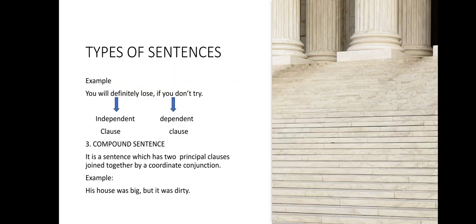Okay, the next one is the compound sentence, and in this compound sentence there will be two principal clauses. Principal clauses means nothing but the independent clause. They will be joined together by the coordinating conjunctions. The coordinating conjunctions are but, so, and, therefore, thus, before. These are some examples of the coordinating conjunctions. So, his house was big but it was dirty. Here we are telling that it was dirty. "It was dirty" is also a complete sentence, it gives us complete meaning. "His house is big" also gives us complete meaning. So these are two independent clauses.